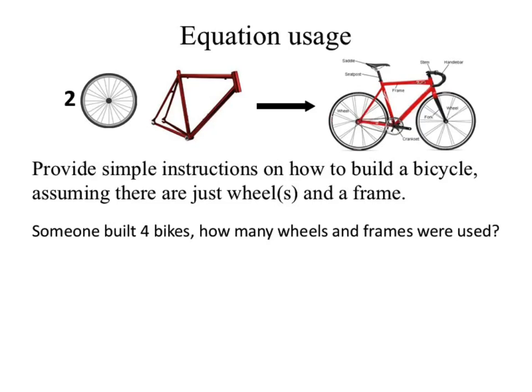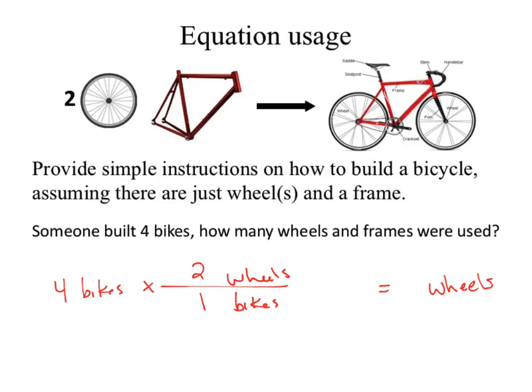What is our process for doing this? I want to know how many wheels. What do I do? I start with 4 bikes. I need the unit of bikes to disappear, and what do I need? Wheels up here. What is the relationship between bikes and wheels? It's 2 to 1? Oh, it is 2 to 1 that way. 2 wheels, 1 bike. Now what happens? I cancel out the units, and I get 4 times 2, 8 wheels. Good job. That's chemistry. Okay, that's chemistry at a macro level.